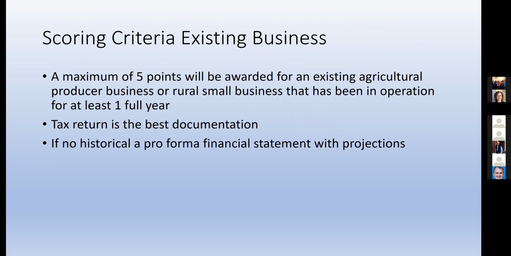So if you're an investing business, you get a maximum of 5 points. If you're an existing small rural business or existing agricultural producer that qualifies, that has been in operation for at least 1 full year, your tax return is the best documentation. Okay, and that really I think would be in there already, especially if you're a farmer. But if you have no historical record, a pro forma financial statement with projections could be included.